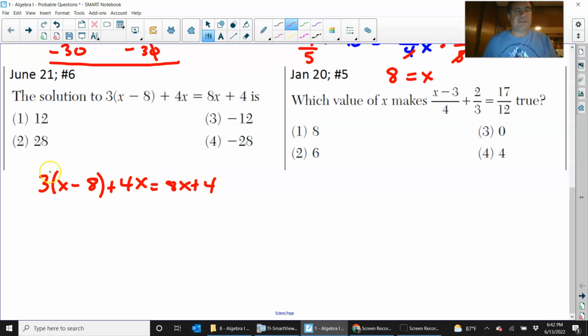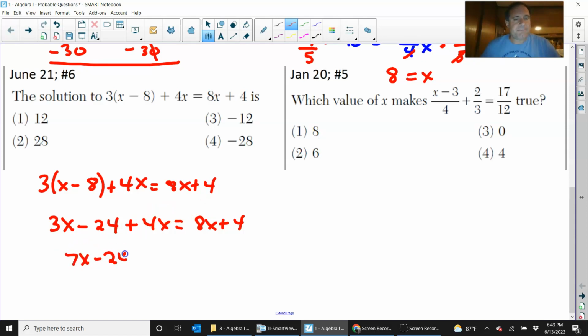So obviously, when you see those parentheses, you use the distributive property. You have 3x minus 24 plus 4x equals 8x plus 4, just bringing everything else down. You have 3x plus 4x, combine like terms on that side. Don't start moving things across the equal sign yet. So we have 7x minus 24 equals 8x plus 4. Now you could start moving things across. Bring the smaller x over to the larger x. You don't have to, but we typically like to do that.